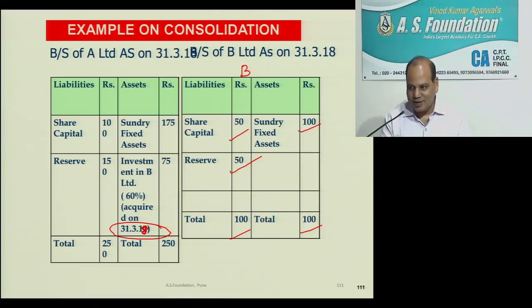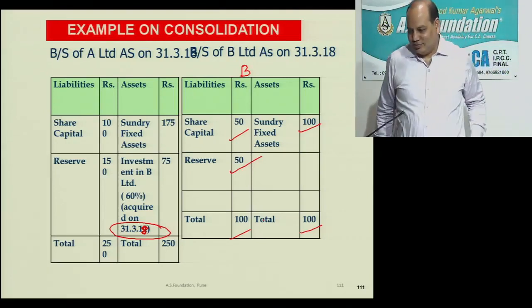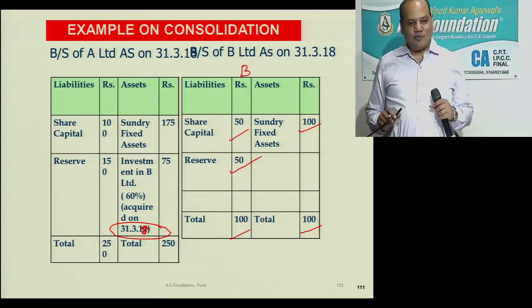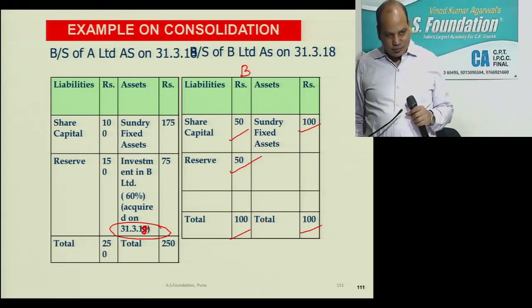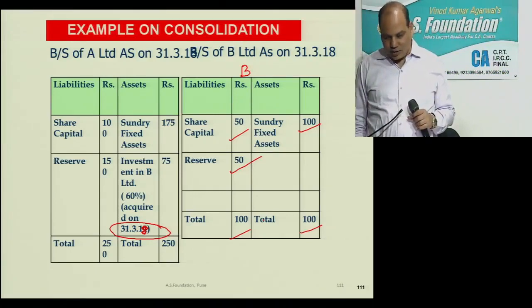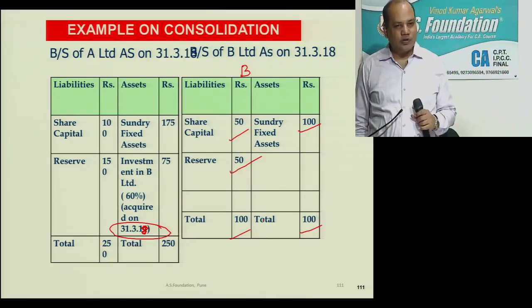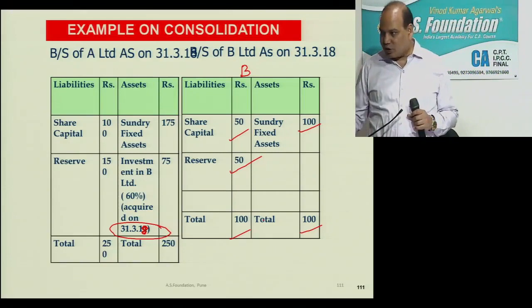100 or 150? 100? Only parent. Write 100, share capital 100. In this problem, do we have any post-acquisition profit? Why don't we have any post-acquisition profit? Balance sheet date is 31st March 18. Date of acquisition is also 31st March 18. Both are the same date. So that means there is no post-acquisition profit.